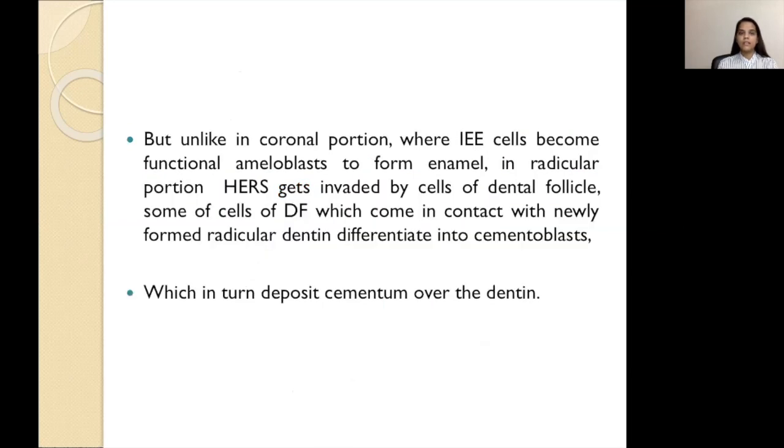After that, unlike in the coronal portion where inner enamel epithelial cells become ameloblasts and form enamel, in the radicular portion the Hertwig's epithelial root sheath gets invaded by cells of the dental follicle. And some cells of the dental follicle which come in contact with newly formed radicular dentine differentiate into cementoblasts. And then cementoblasts, as I have said, in turn deposit cementum over the dentine.